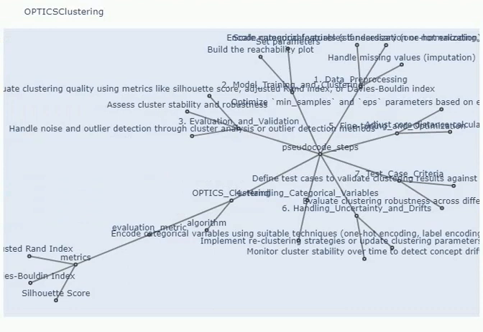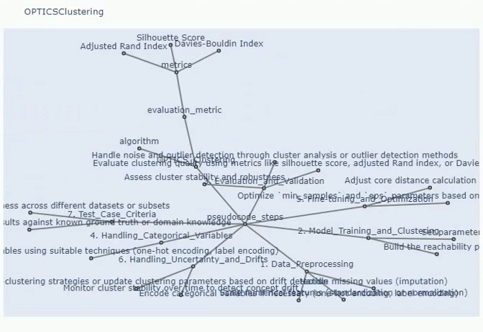Steps. Handle missing values: imputation. Details: replace missing values using mean, median, or interpolation methods. Encode categorical variables if necessary: one-hot encoding, label encoding. Details: convert categorical variables into numerical format suitable for clustering algorithms.